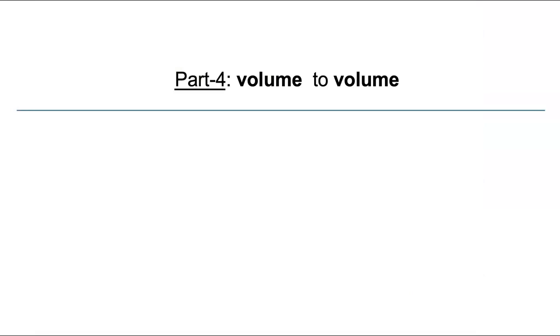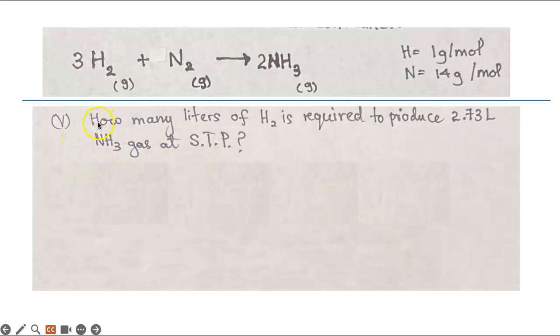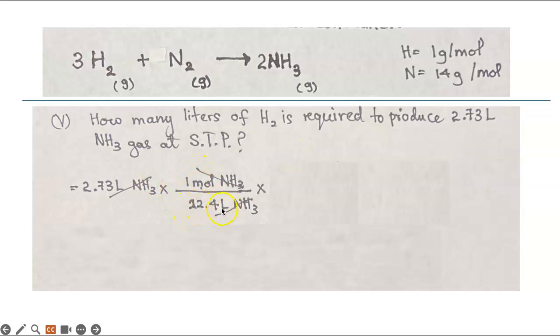So last part, volume to volume calculations. The last question is asking how many liters of hydrogen gas is required to produce 2.73 liters of ammonia. So it's between this one and this one. You're going to start with the given value, and then you multiply it by a factor with 22.4 liters of ammonia at the bottom and 1 mole ammonia at the top, so you can cancel liters of ammonia.